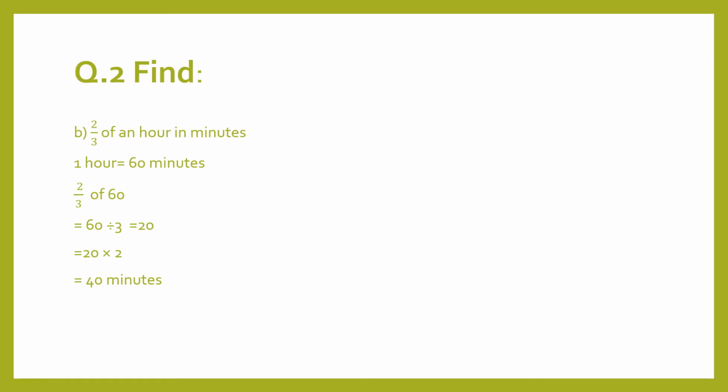So 60 will be divided by 3, we will get 20, and then 2, which is left here, will be multiplied by 20, and 20 into 2 gives us 40 minutes. That shows 2 by 3 of an hour is equal to 40 minutes.